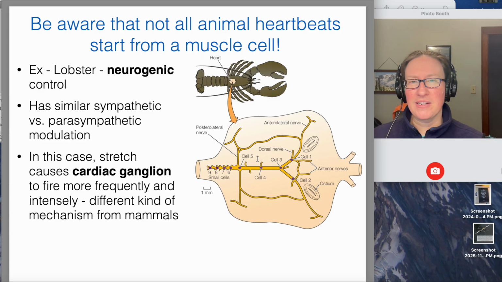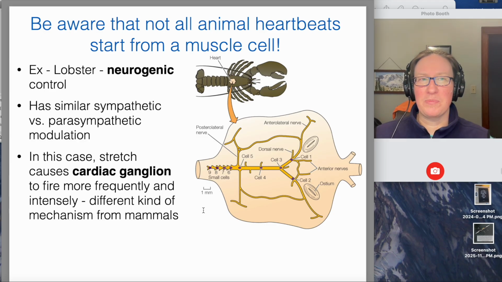But the stretch mechanism for a lobster heart is a little different from the Frank-Starling mechanism I just showed you. Specifically, if the lobster heart tissue is stretched, this cardiac ganglion, this cluster of neurons, will then start to fire more frequently and more intensely. That will lead to an increased contractile force and increased contractile frequency for this heart tissue. So this is distinct from what we see in mammals. It's actually a little closer to what we'll see when we look at skeletal muscle function. But again, for our purposes, the main thing to be aware of is that the control mechanism can depend on the specific animal that you're talking about.